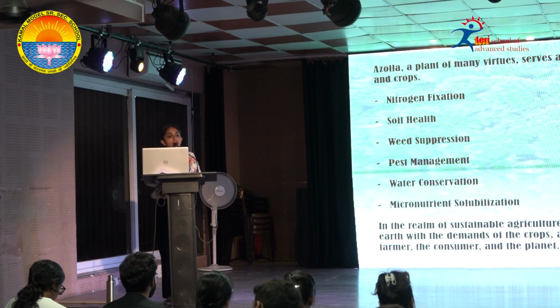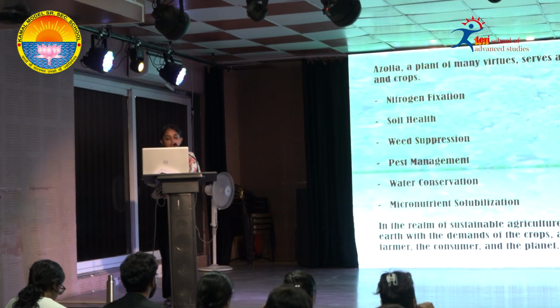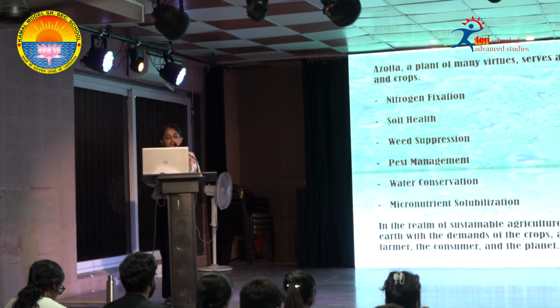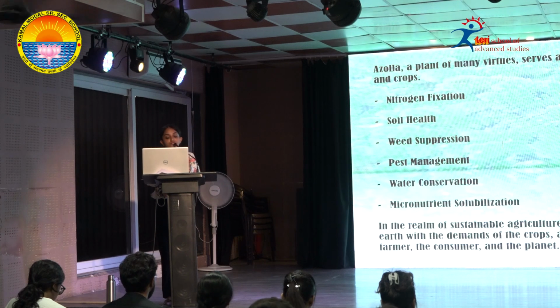Last again is micronutrient solubilization. It helps in making micronutrients like zinc, iron and manganese more available to the crops, which are crucial for their growth.